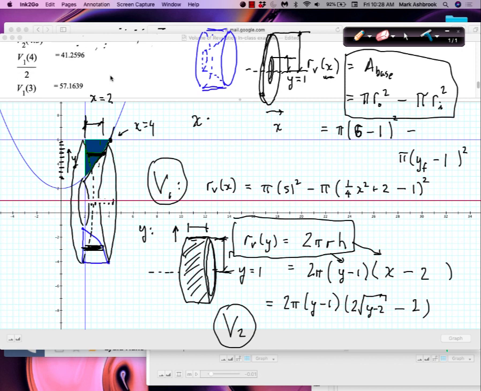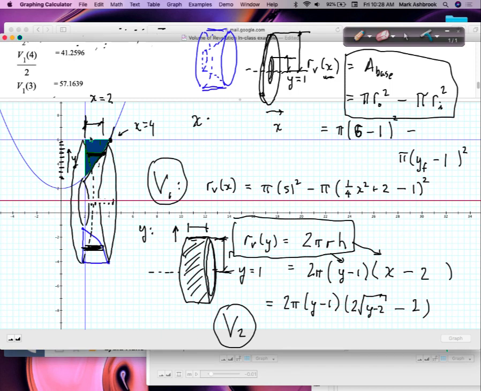Oh, right, so if we really want half of the volume, we should take all the volume and divide it by 2. If we do V1 of 3, it's clearly more volume because the difference between the inner and outer radius is a lot greater for those lower values of x.